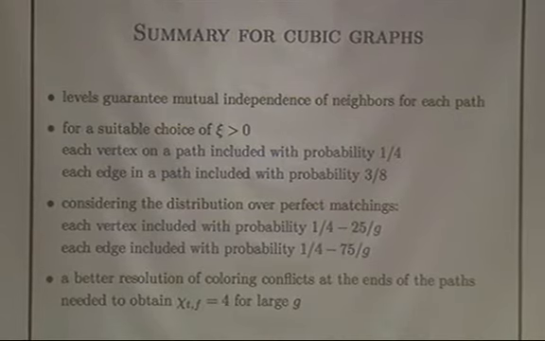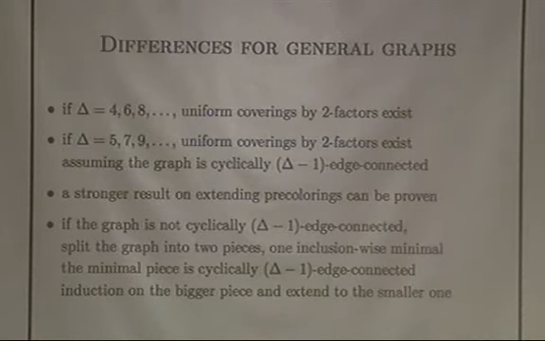So maybe instead of giving more details on these technical pieces of the proof, let me say a few words on why the even maximum degrees and odd maximum degrees differ. The difference lies in the fact that if you have an even maximum degree, then you can find a uniform covering of the edges by two-factors, in the sense that you can find a multiset of the two-factors such that every edge is included in the same number of these two-factors.